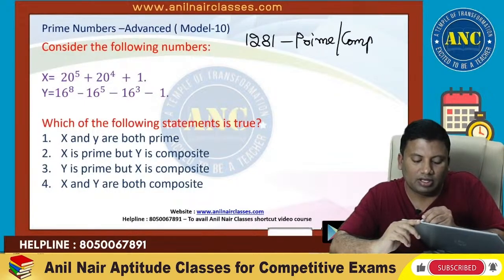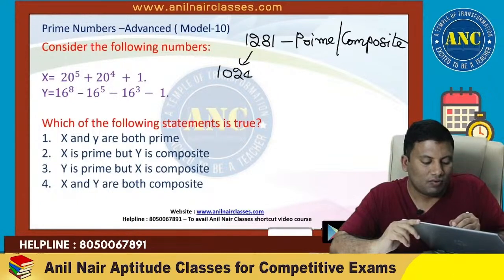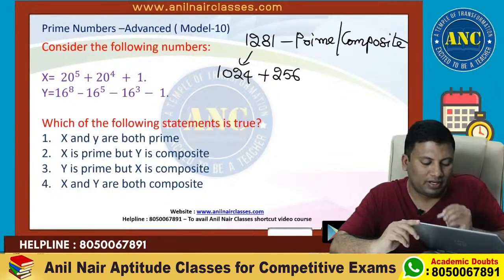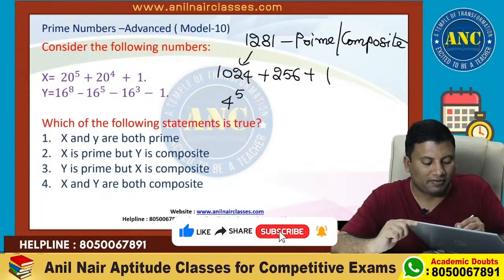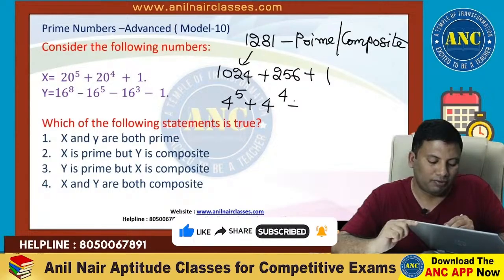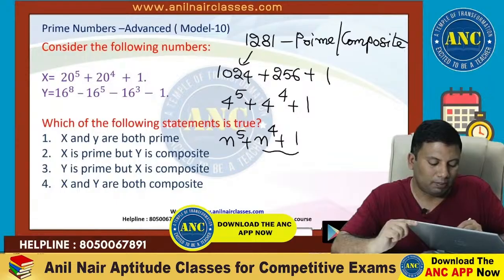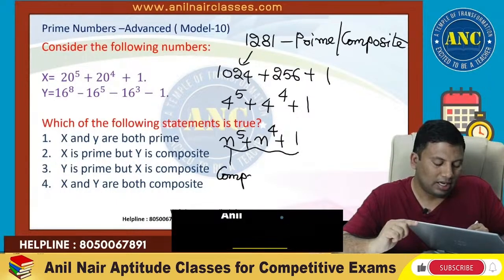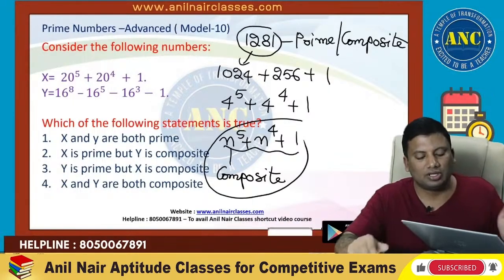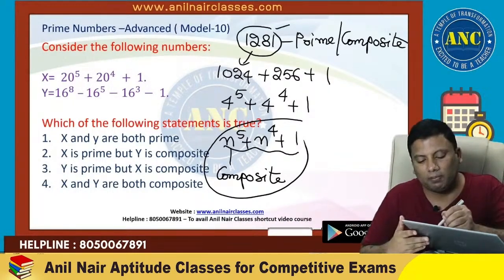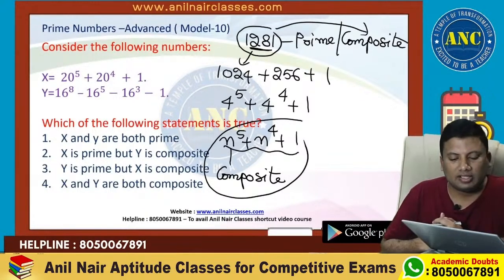One way is to find the square root of 1281. The other way is to write it as 1024 plus 256, which is 1280, plus 1. These are 4 power 5 and 4 power 4 plus 1. Just now we have seen that n power 5 plus n power 4 plus 1, for any natural number n, is a composite number. So 1281 is composite. Anyway, this number is divisible by 3.